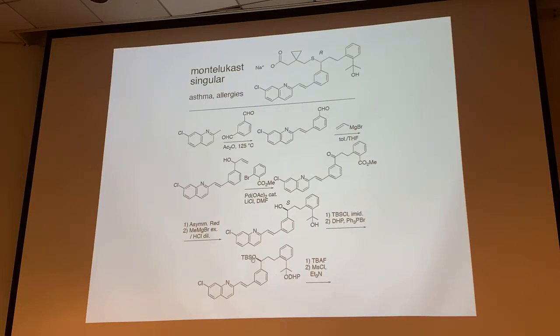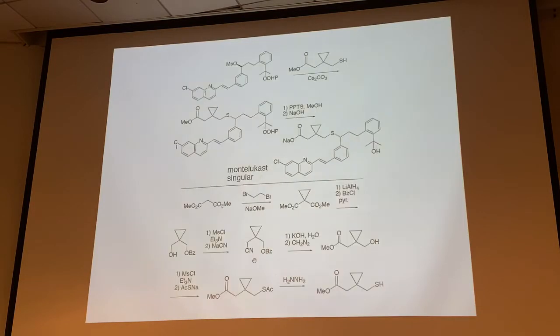Taking off the TBS group with TBAF, the fluoride, unmasks the alcohol, and then a mesylate leaving group is made. That's similar to tosylate. Maybe your professor for 351 didn't show mesylates, but here's a secondary leaving group, and then a charged nucleophile. The base is strong enough to take the proton off of a sulfide, and then that sulfur anion does the backside attack. And look, it inverts that stereocenter. That puts that whole piece on, Singulair there. Anyway, you've probably seen that.